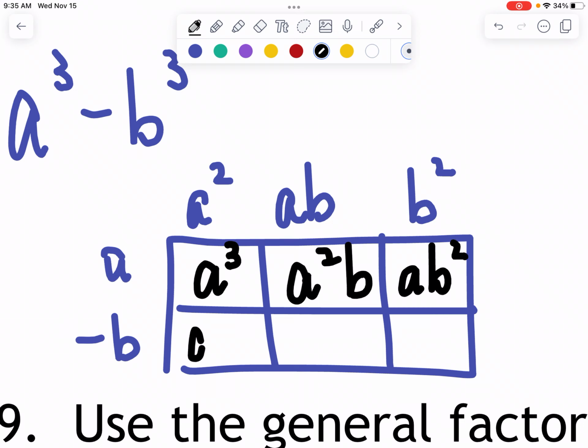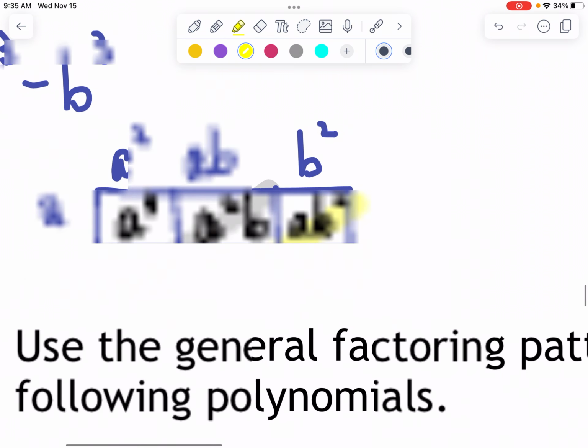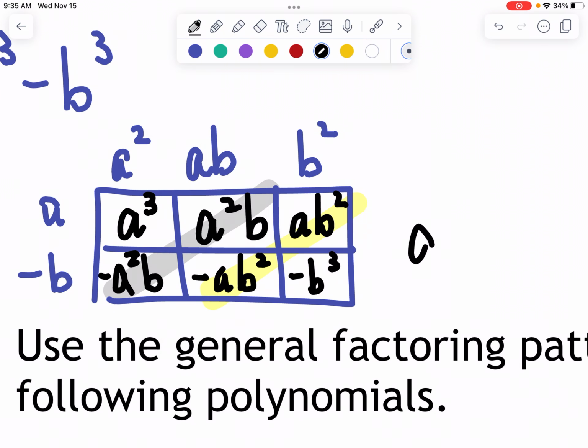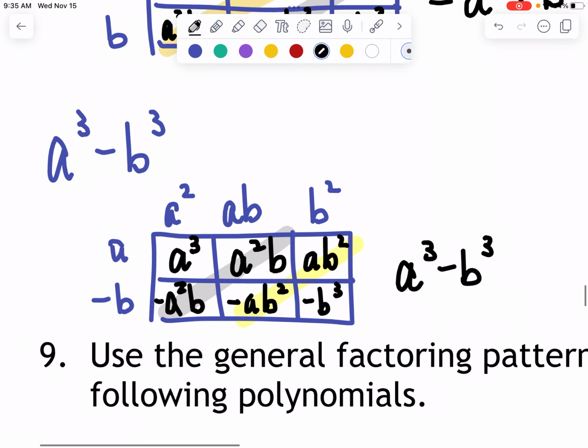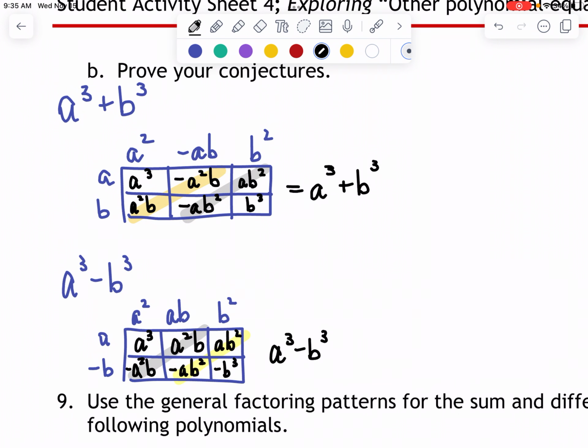Second line, we have a squared times negative b for a negative a squared b. We have a negative ab squared and a negative b cubed. Okay, negative a squared b and positive a squared b go to 0. Negative ab squared and a positive ab squared go to 0. So when we combine our like terms, we have an a cubed minus b cubed. So we have proved both of those lovely formulas for our sum of cubes and our difference of cubes.